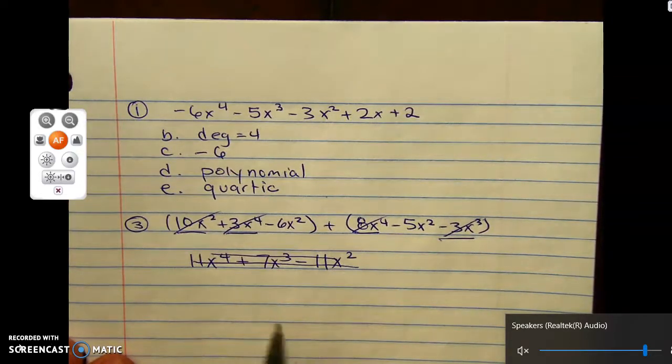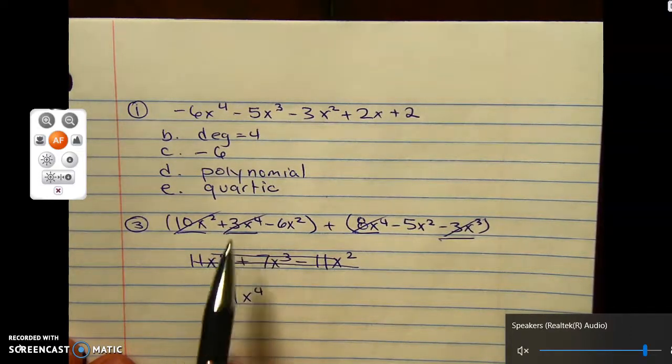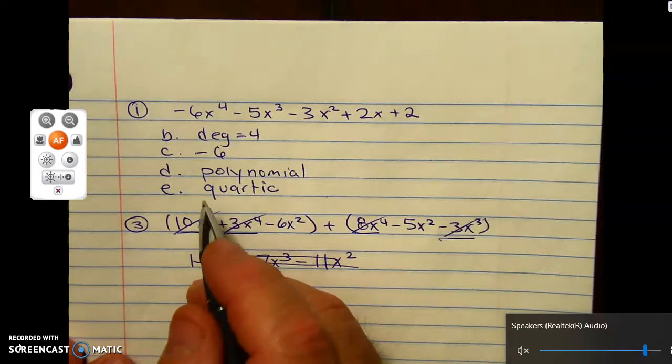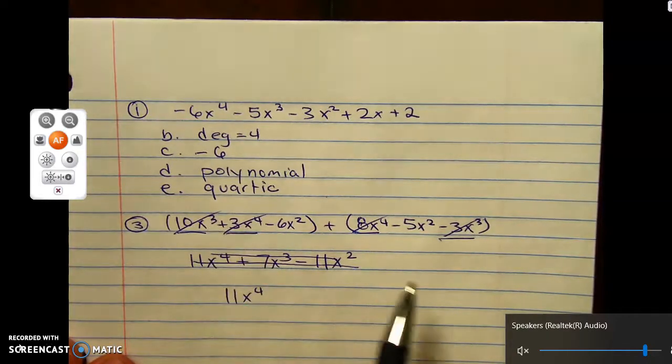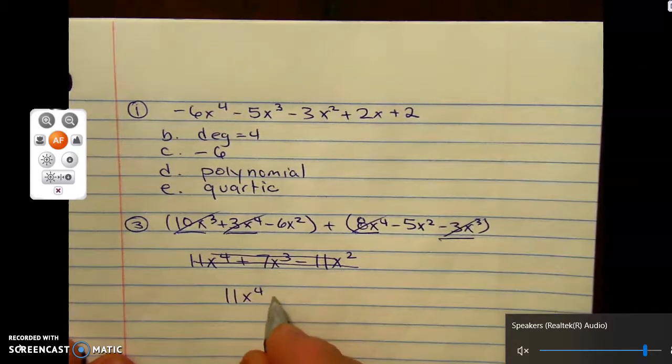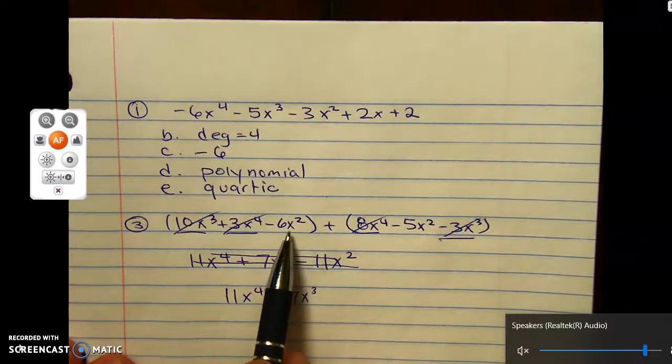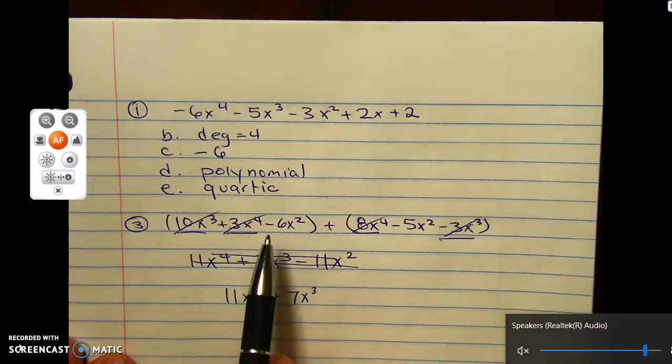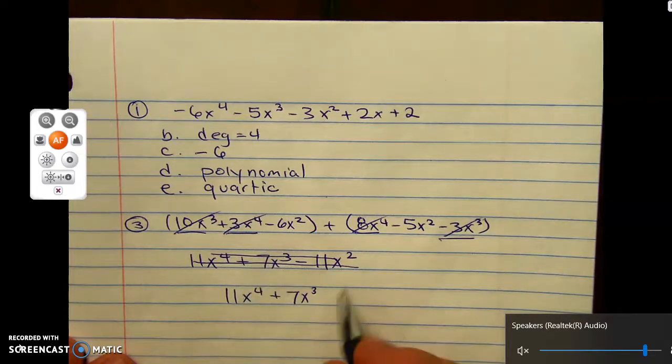3x to the 4th plus 8x to the 4th is 11x to the 4th. This is a 10x to the 3rd. Sorry. 10x to the 3rd plus negative 3x to the 3rd is positive 7x to the 3rd. Got that right. All right, I did it right. I just thought I did it wrong. Nope, that was right. Negative 11x squared.